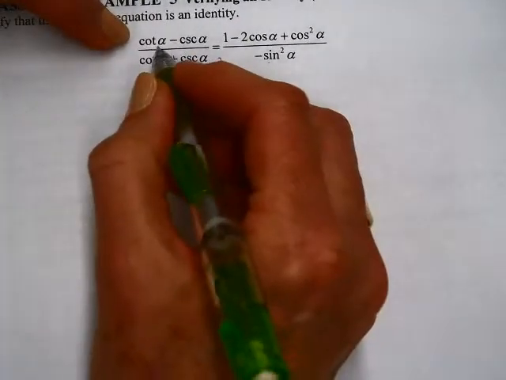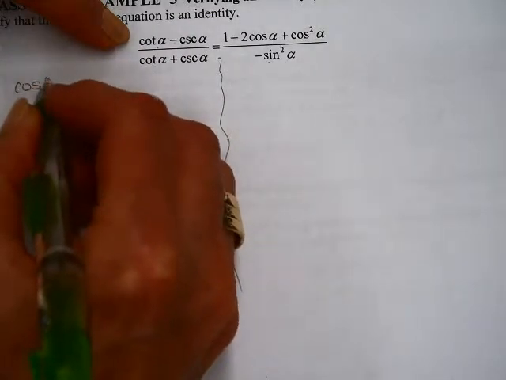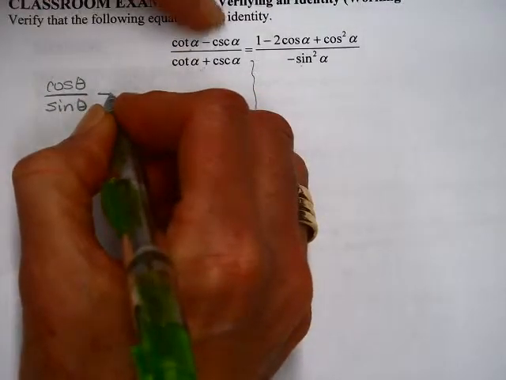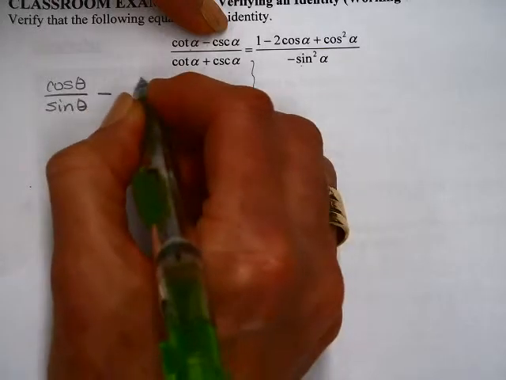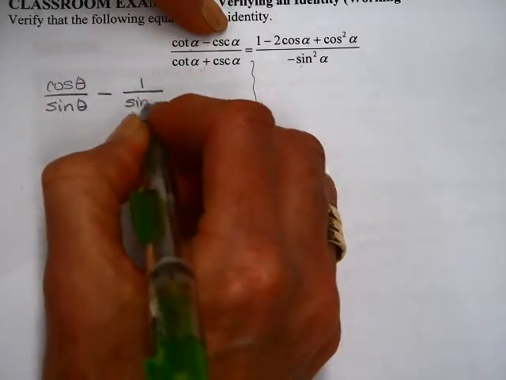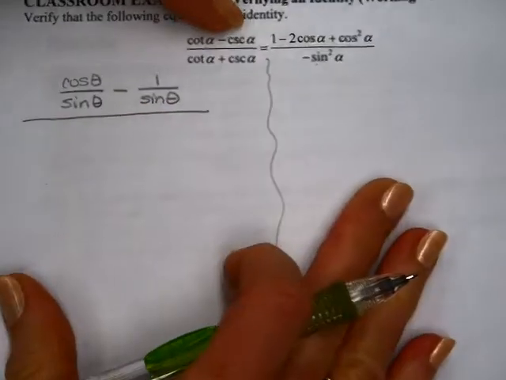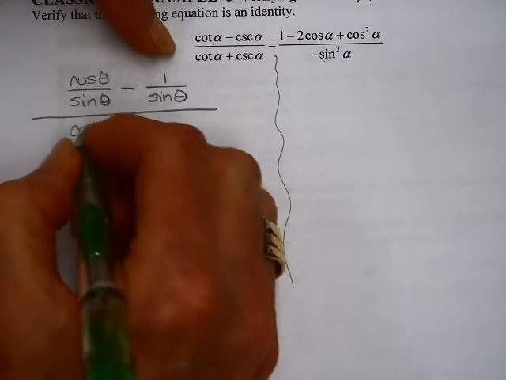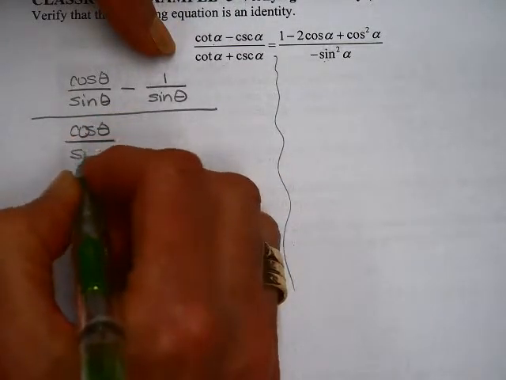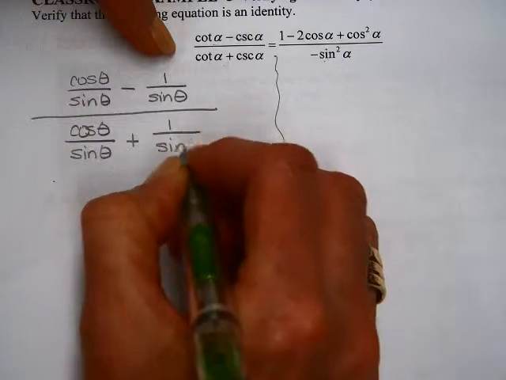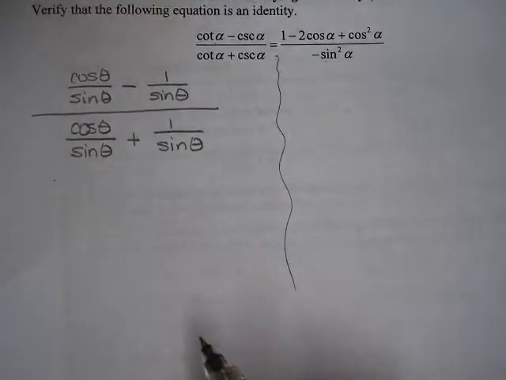So, cotangent with your quotient identity. And by the way, I'm going to use thetas instead of alphas because I like thetas better. Cotangent is cosine theta over sine theta, minus cosecant is 1 over the sine of theta. Use my reciprocal identity. All divided by, all right, here's cotangent. It again is cosine theta over sine theta, plus 1 over sine theta. Okay, so far?